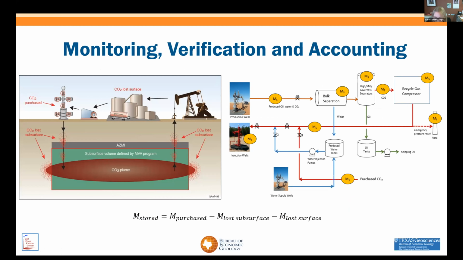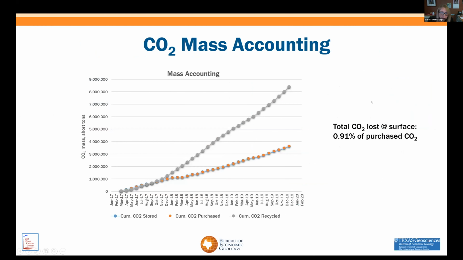We applied a variety of monitoring techniques and tools and deployed those tools to observe the CO2 in the subsurface and basically just make sure it didn't leave a predefined subsurface volume, either laterally, as you can see here, or vertically. And for the mass accounting program, we installed flow meters in all these locations throughout the oil field. And this is what we reported to the DOE.